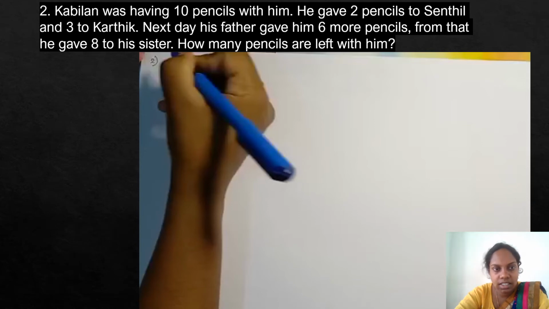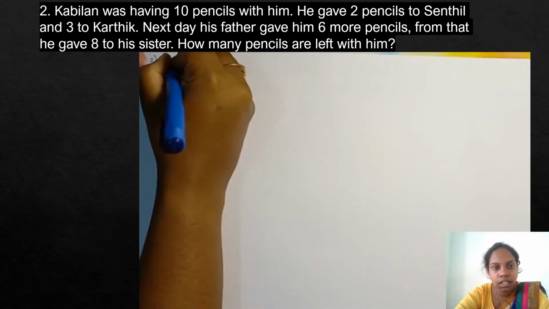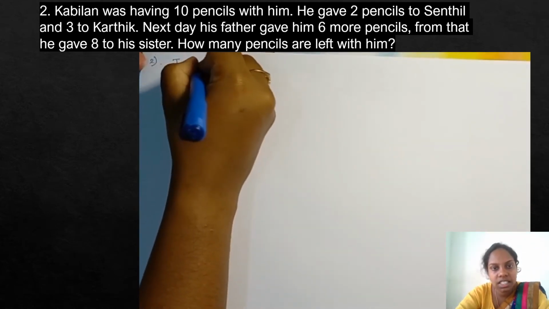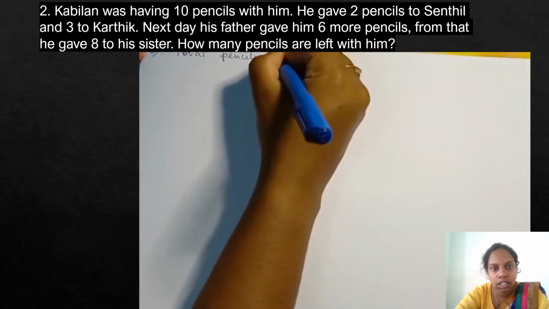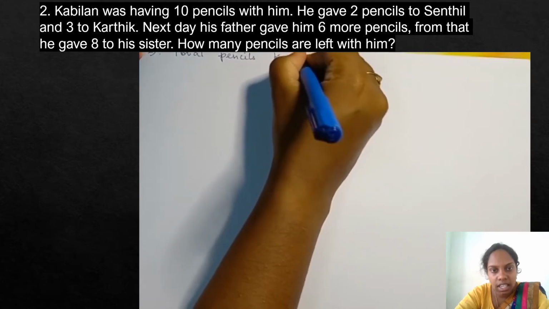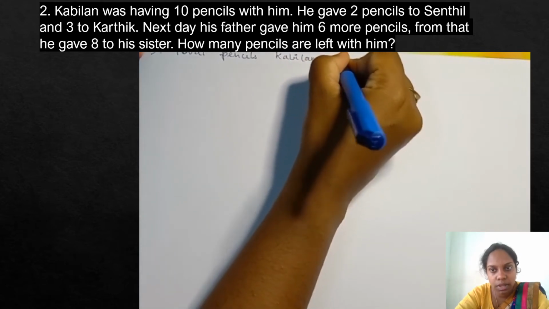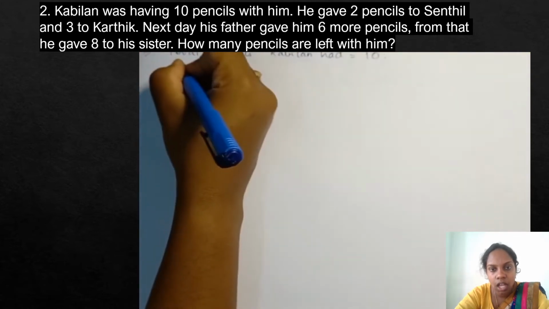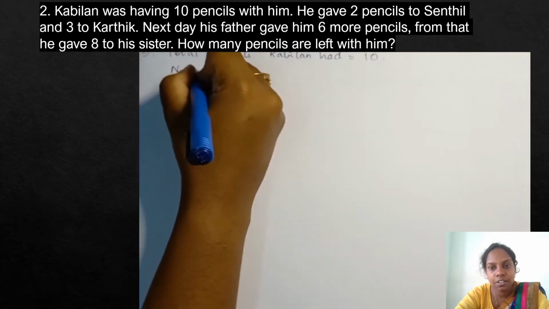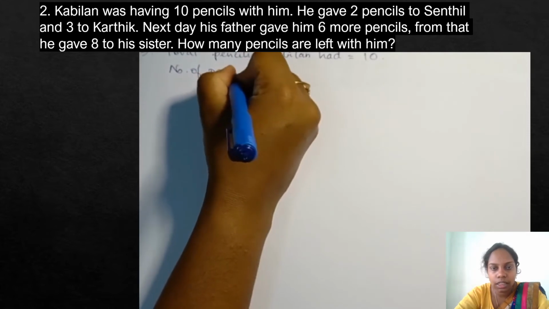Next we'll see the second problem. Kabilin was having 10 pencils with him. He gave 2 pencils to Sendil and 3 to Karthik. Next day his father gave him 6 more pencils. From that he gave 8 to his sister. How many pencils are left with him? We have to find that only.